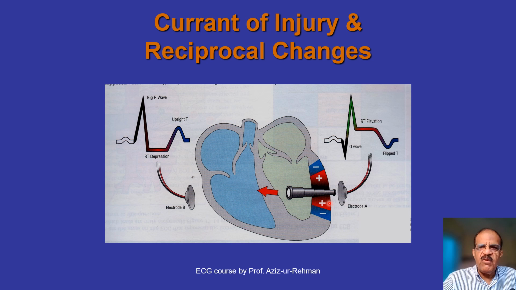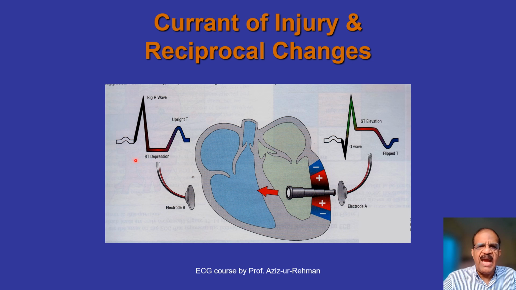Now, any current which flows toward an electrode would be recorded as an upward deflection. And when it comes to the ST segment, it would be recorded as ST segment elevation. If this is the infarcted part, this produces current, and this is the electrode, this would record as ST segment elevation and also other changes, but here I'm going to emphasize ST segment elevation because that is the hallmark of acute infarction.